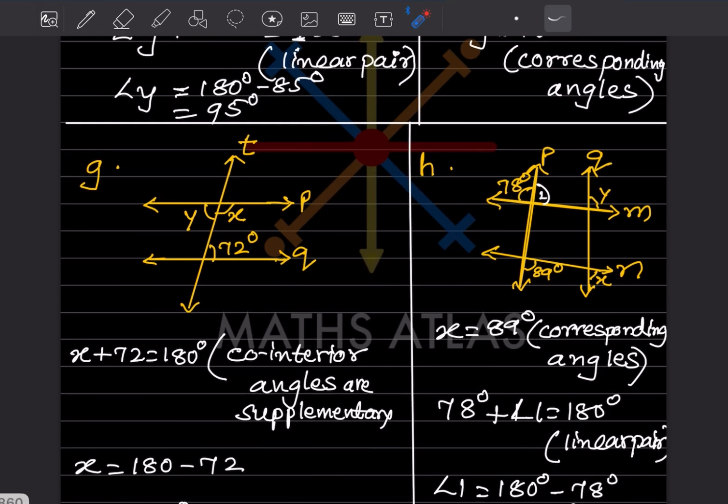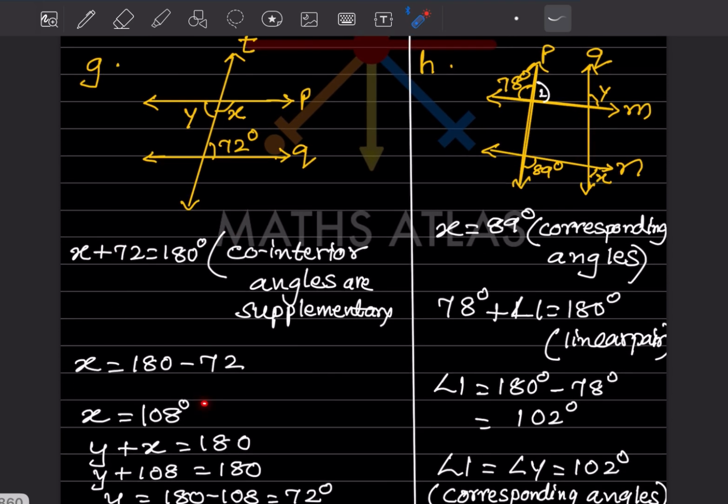Now here we can take this both together and they are inside, they are the co-interior angles and they are supplementary, meaning 180. So x plus 72 is 180 degrees. So x will be 180 degrees, this will be plus 72, this will be on this side, that will be minus 72. So x will be 108 degrees.